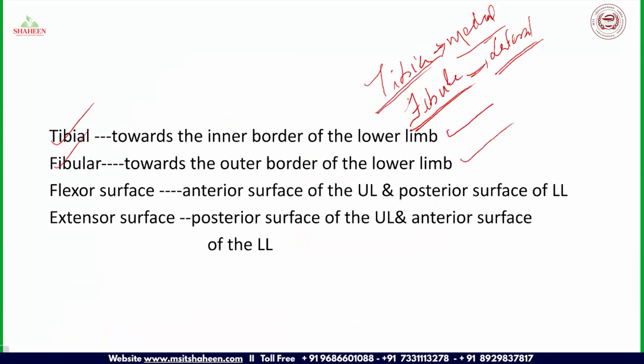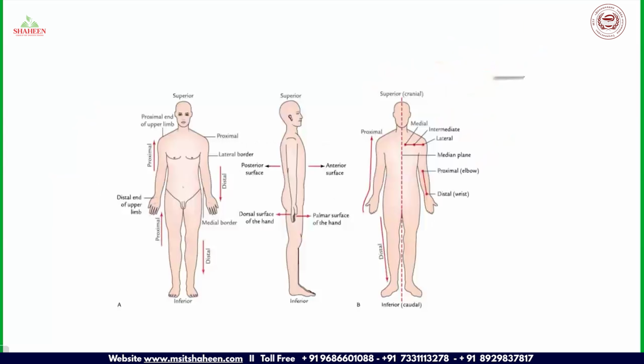So next is about the flexor surface and the extensor surface. Just look at your forearm, the anterior surface. You just keep your forearm in the anatomical position. So the anterior surface of your forearm is the flexor surface. And the posterior surface of the forearm is the extensor surface. Got it?